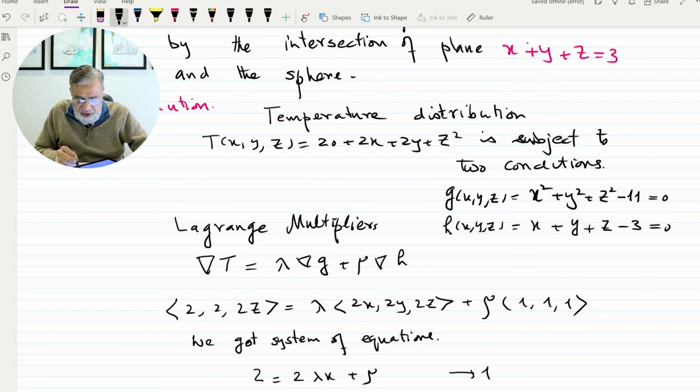Similarly, for the gradient on the sphere x square plus y square plus z square equals 11, the gradient will be g of x, g of y, g of z. G of x is 2x, g of y is 2y, g of z is 2z. Then mu times the gradient of h, where we have x plus y plus z minus 3 equal to 0, so the gradient will be 1, 1, and 1.